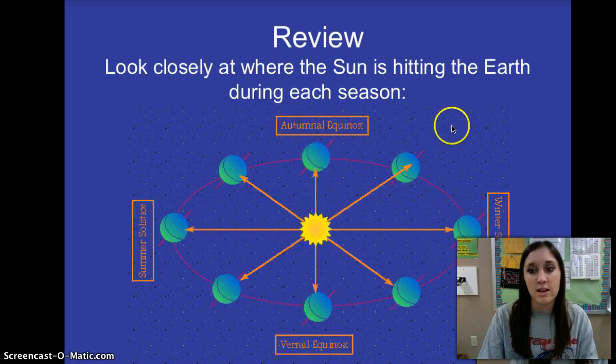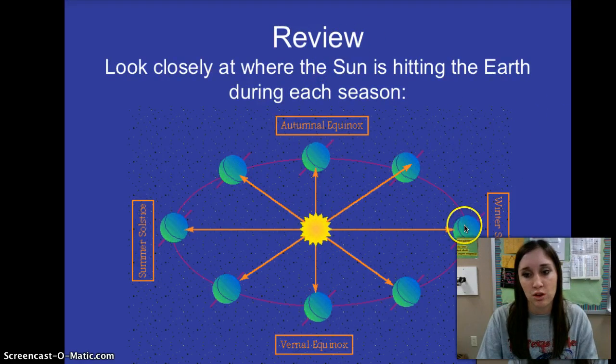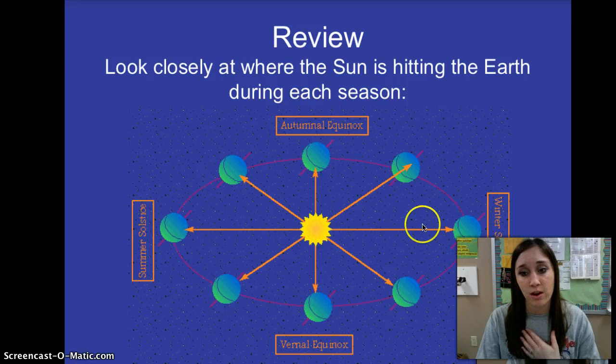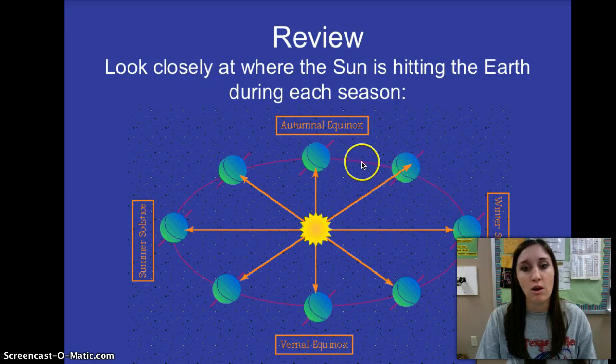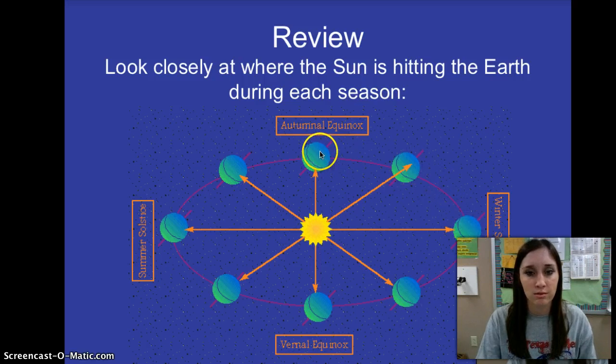So look at this diagram closely. If you look at this picture right here, here's winter. We live in the northern hemisphere. So up here, you can tell that our hemisphere is facing away from the sun. So if it's facing away from the sun, that means it's going to be colder. So right here, this is going to be winter. Okay, and as we are revolving around the sun, we will eventually get over here.